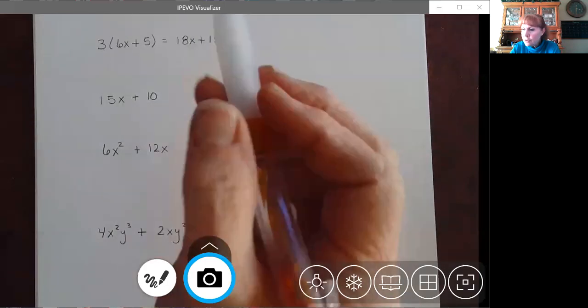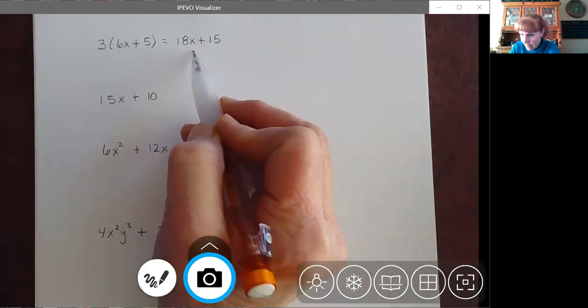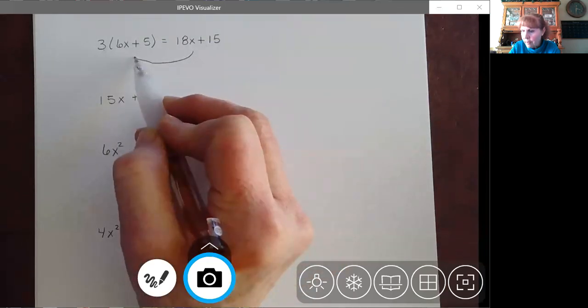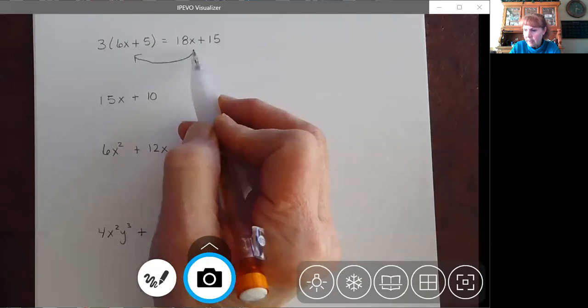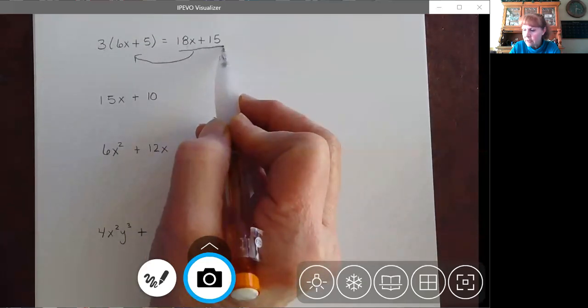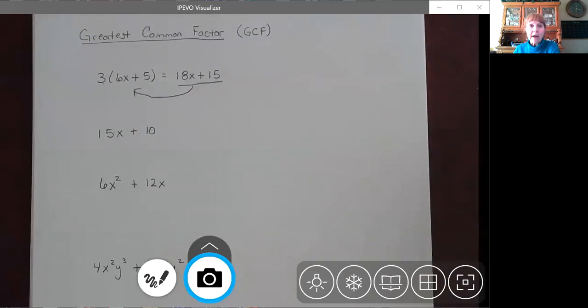So what we're going to be doing now when we factor is we're going to be going backwards and making it look like this rather than like this. So you're going to be given this and told to factor it and make it look like this. Now, in order to do that, you need to be able to find what's called the greatest common factor.